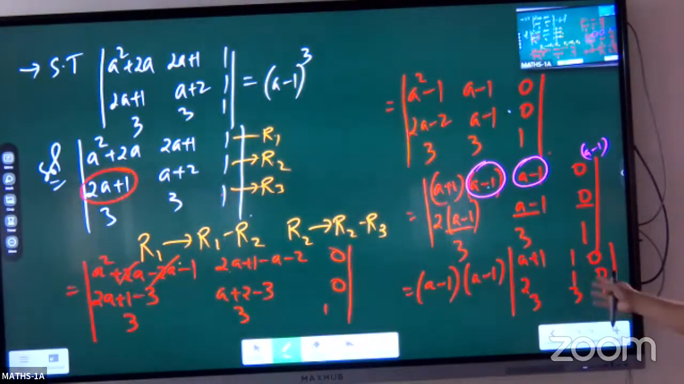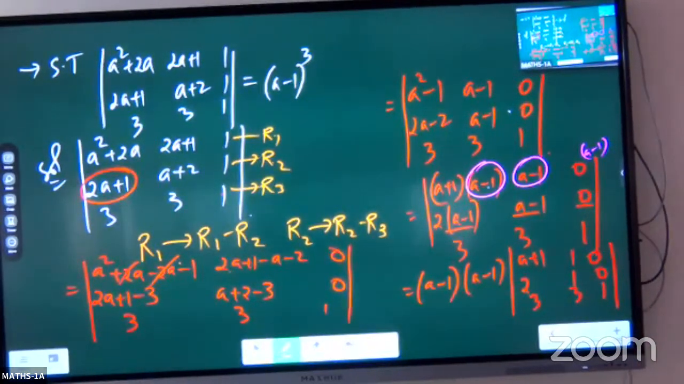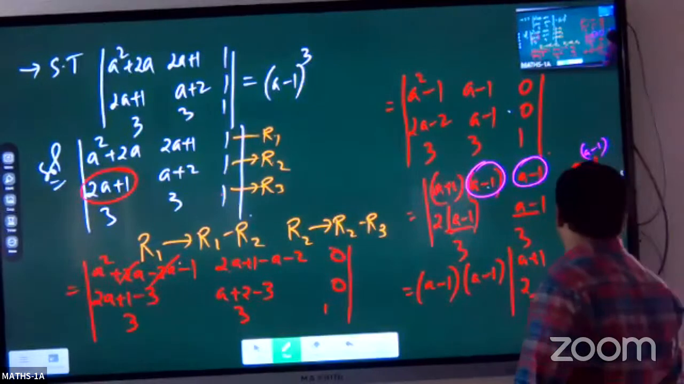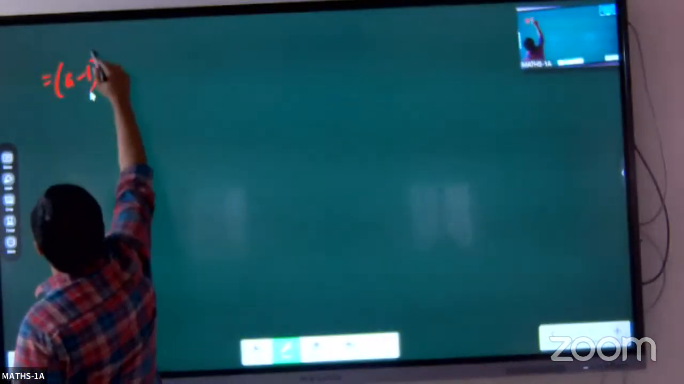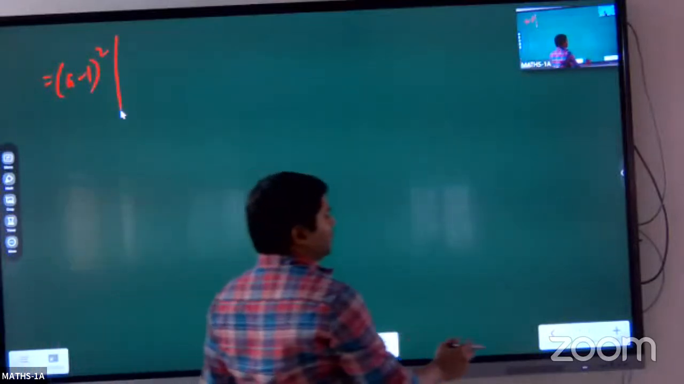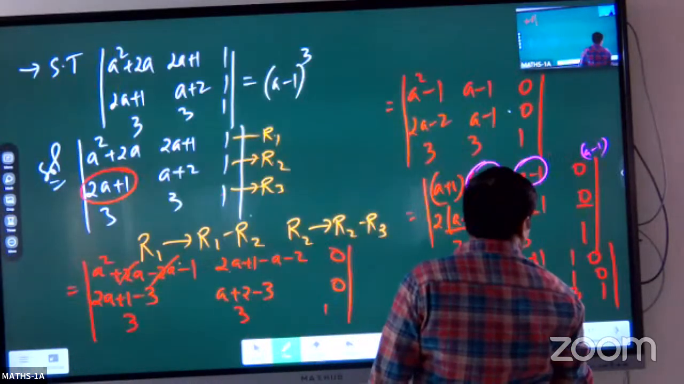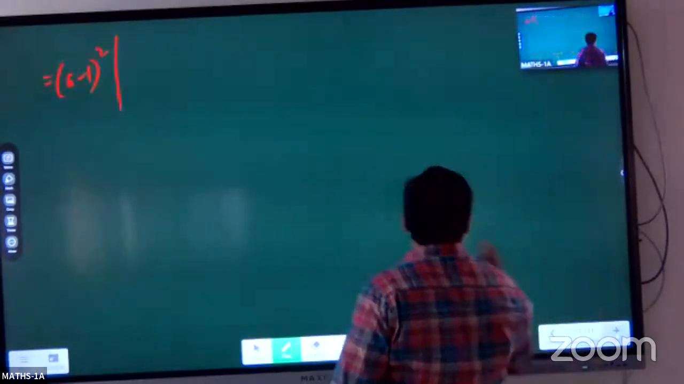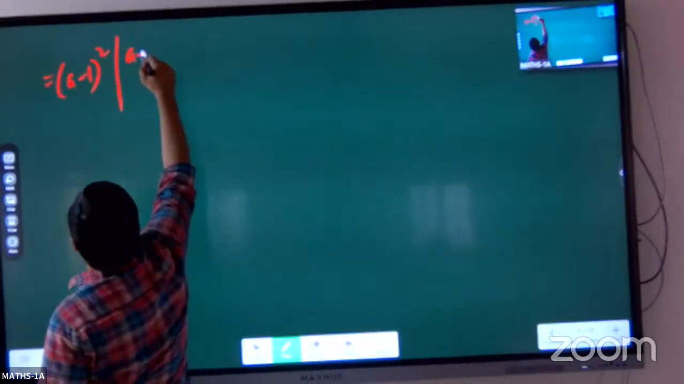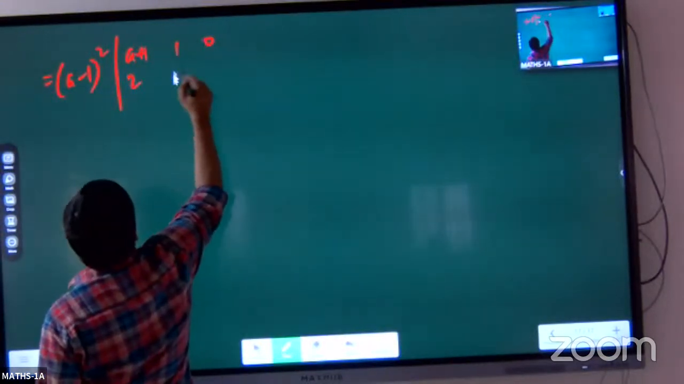Okay, so this is what you are going to get. Now still one more step is the last step, right? That I am going to do next page. Now A minus 1 into A minus 1, what happens? A minus 1 whole square, A minus 1 whole square into determinant of A plus 1, 1, 0, 2, 1, 0. Okay, A plus 1, 1, 0, A plus 1, 1, 0, 2, 1, 0.